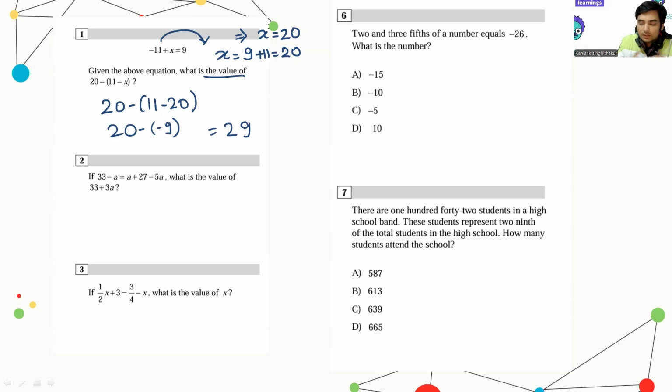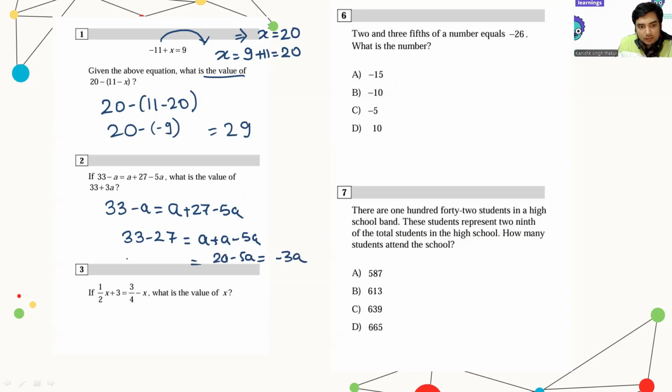Now, your variables are on both sides. So your main aim is to make the variables only on one side. So 33 take away a is equal to 27 take away 5a, right? I'll shift it to one side. So 33 take away 27 is equal to a plus a take away 5a. So this is 2a take away 5a, which is negative 3a, is equal to 6. So this implies that negative 3a is equal to 6. So a will be equal to negative 2. This is your answer. Okay.